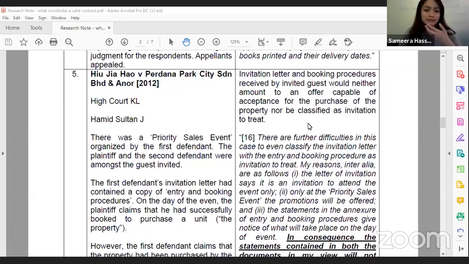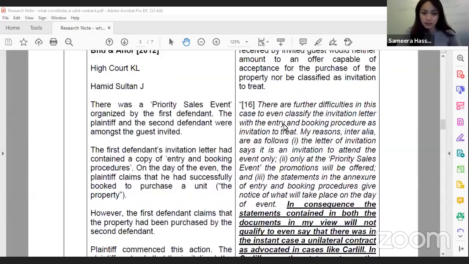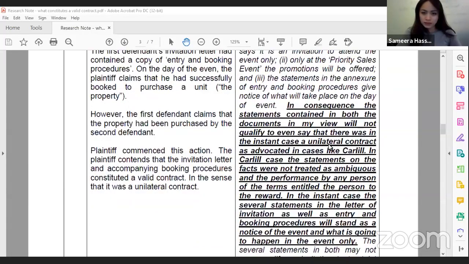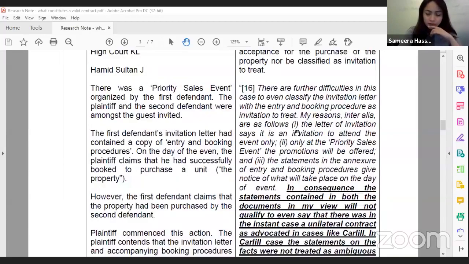So for example, in this case, it's an invitation letter and booking procedures. And so what they're trying to say is that it is not an offer and it's just an invitation to treat. Okay, that's that. In consequence, the statements contained in both documents, in my view, will not qualify to even say that there was in the instant case a unilateral contract as advocated in cases like Carlill. Okay, sorry, this is just talking about the universal offer, right?